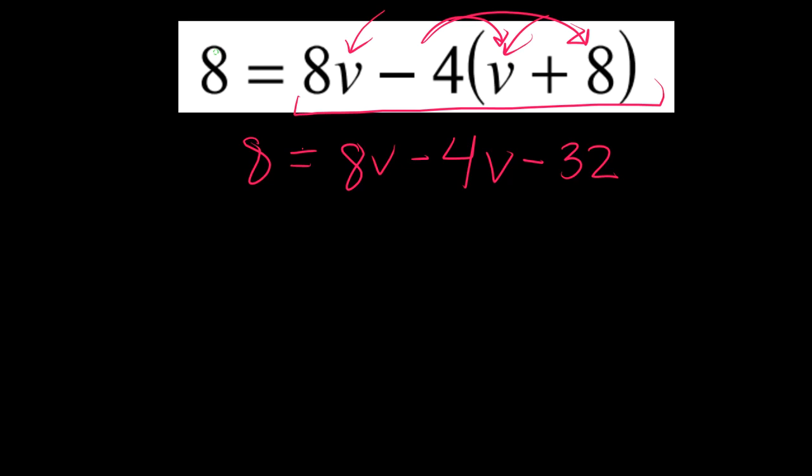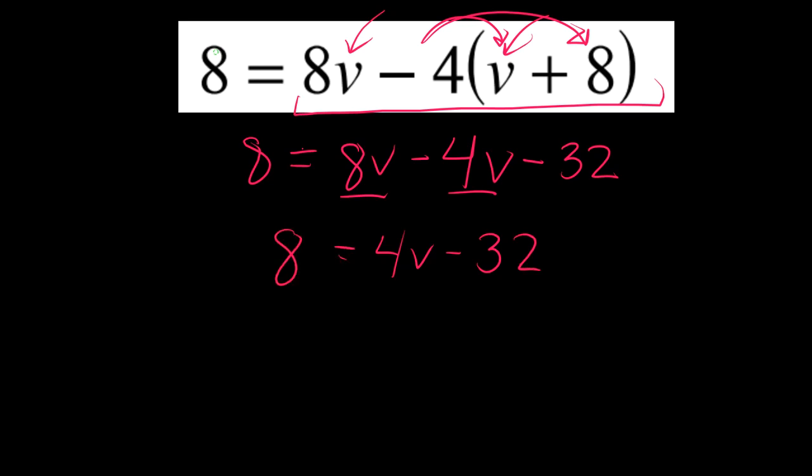The next thing I'm going to do, just like we would do in any other expression, is combine these like terms I have here, 8v and negative 4v, which we'll combine into 4v. And again, everything else is going to come straight down and be the same.